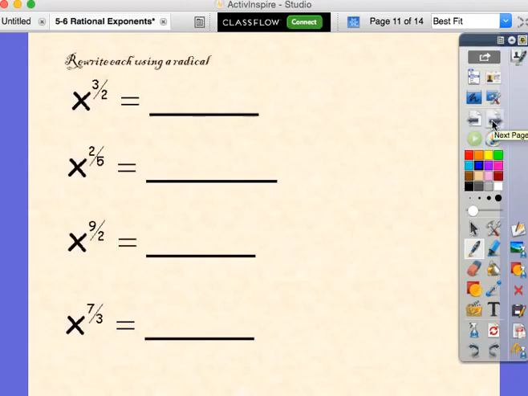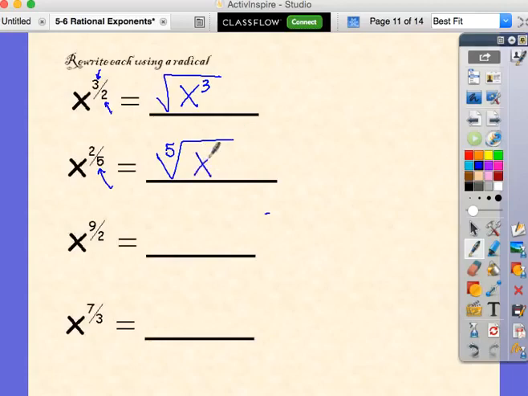Yep. Okay, now we're going to rewrite each using a radical. Okay, so remember, this was the power, and this is the type of radical that you have. So it's a square root. So square root, and then x to the third power. We're just working backwards. Okay? This one right here is a 5th root. So we put a little 5, and then we put our radical. So the 5th root of x squared.